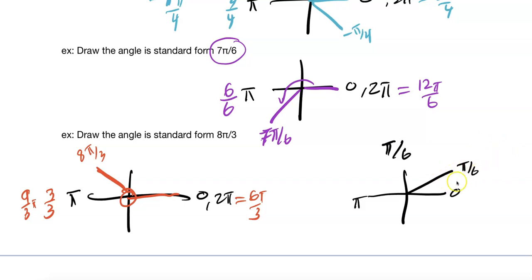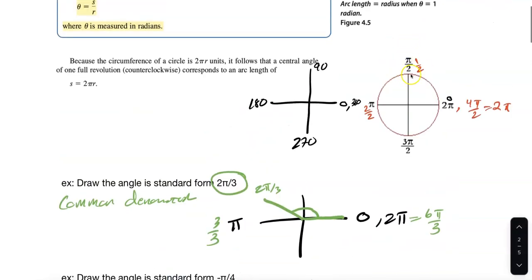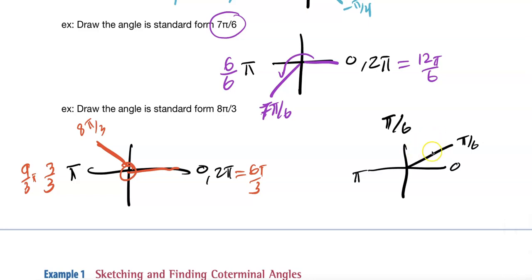Anytime there's no number, it's in quadrant 1, unless you get pi over 2, because don't forget, pi over 2 is the middle. So if I give you pi over 4, pi over 5, or whatever, it's in quadrant 1. Pi over 2 is halfway.